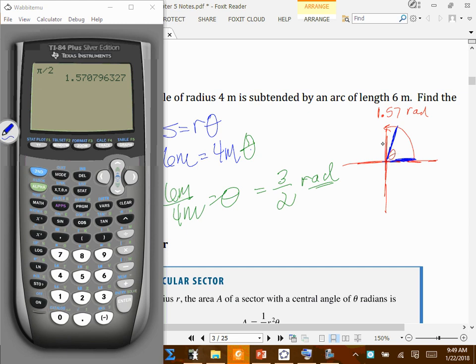Is that doable? Okay. And if you wanted to check this, could you take 3/2 and see how many degrees this is, 3/2 radians times 180 degrees over pi radians? Now, if I multiply, what's 3 times 180?